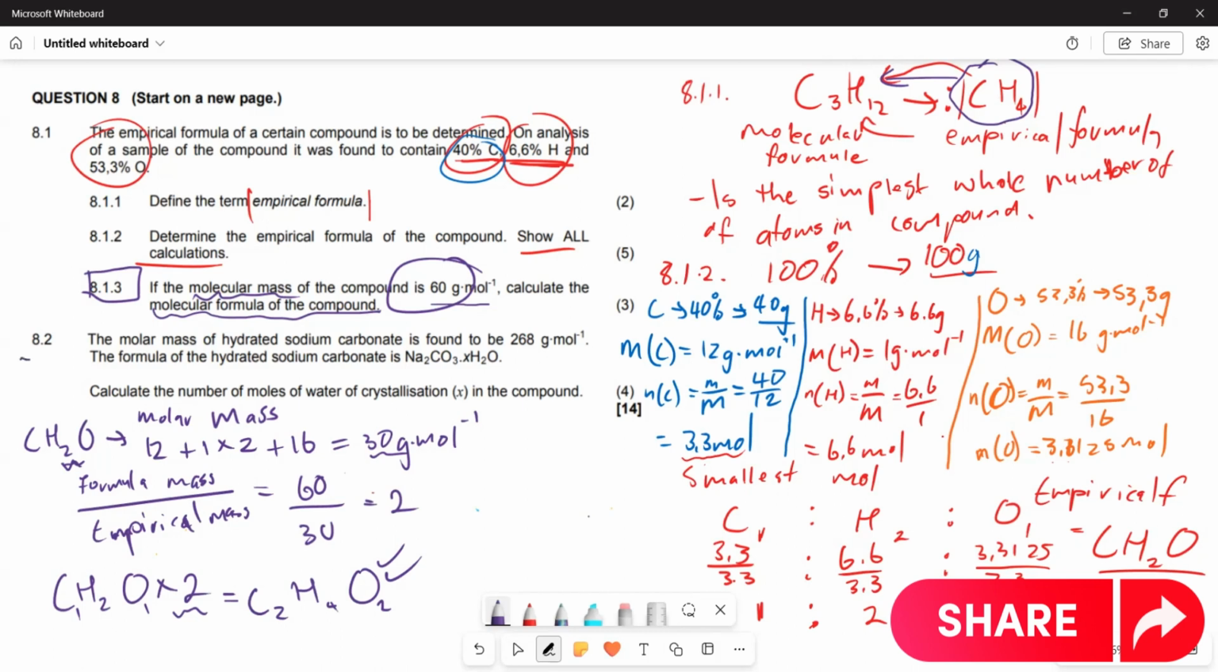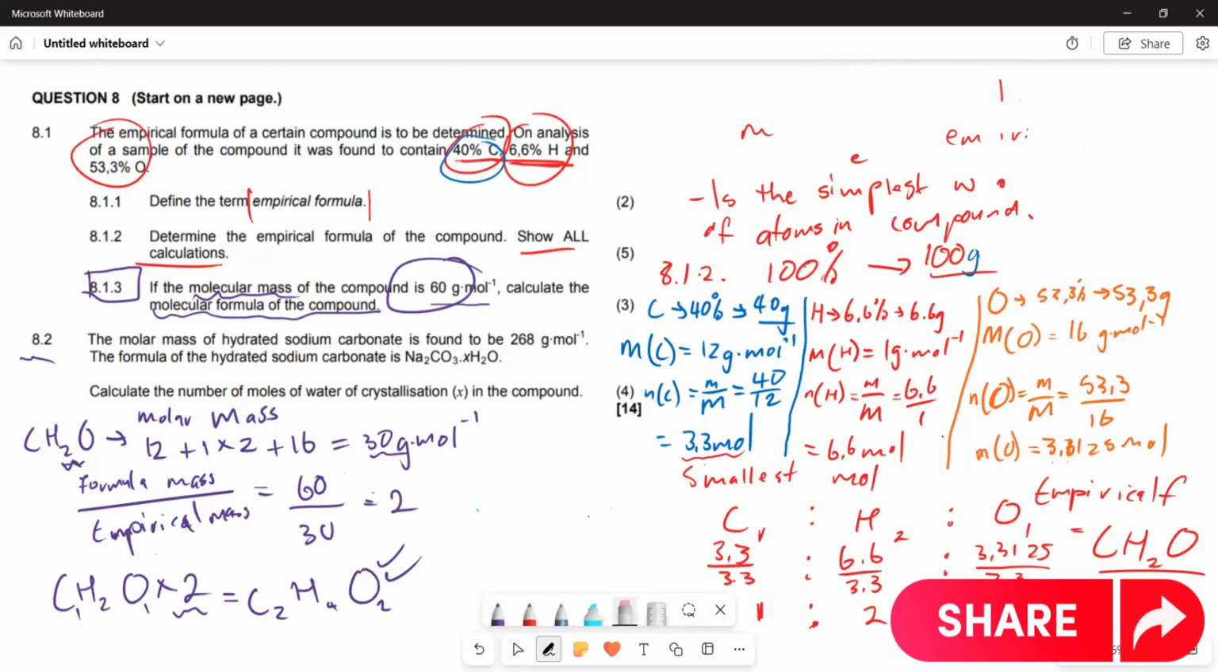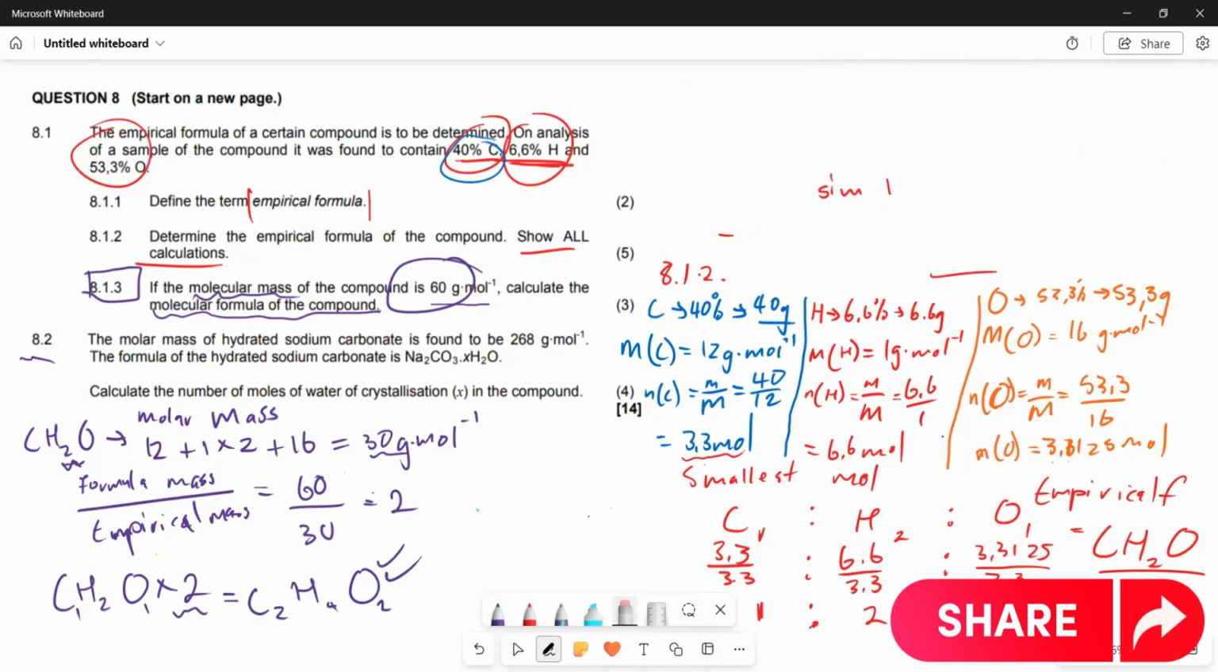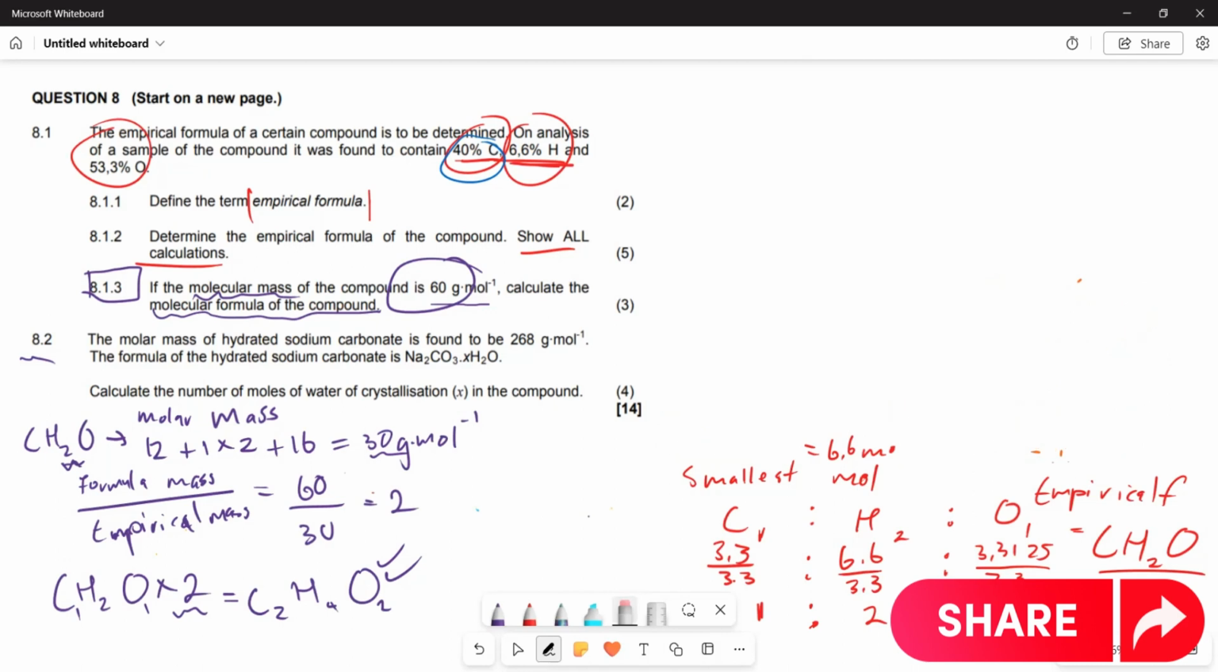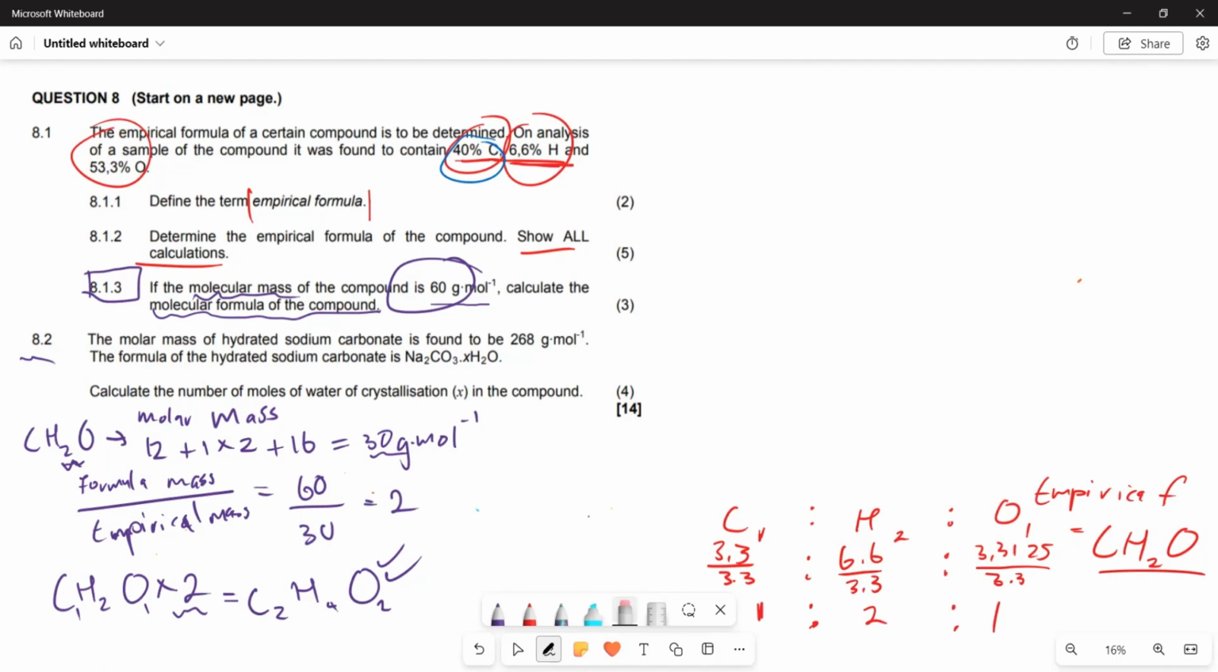Now let's look at your 8.3 and see what our 8.3 requires us to do. Let's make up some space here so that we find our 8.3. Now look, in 8.3, what does it require us to do? They are saying you are having the molar mass of your hydrated sodium carbonate, which is found to be 268 grams per mole. The formula of the hydrated sodium carbonate is Na2CO3.